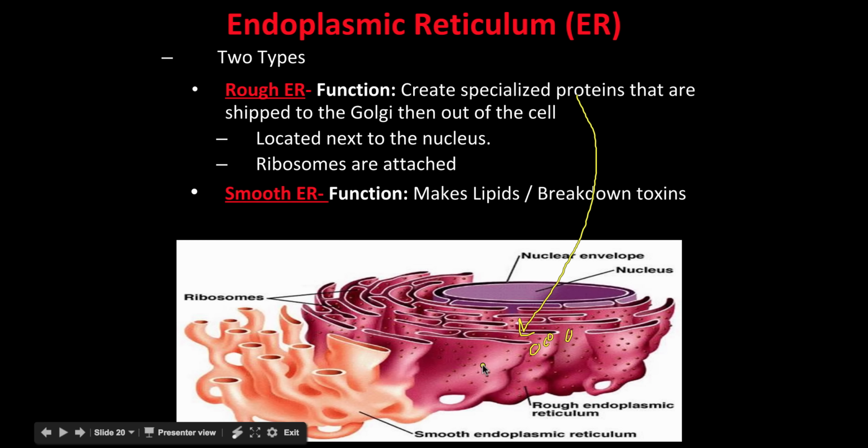The smooth ER has a little bit different function. It makes lipids and helps to process toxins a little bit. So there's a little bit different function there, but it's kind of the same organelle. So you just really have to know that the endoplasmic reticulum's primary function would be to create those specialized proteins and then ship them to the Golgi.